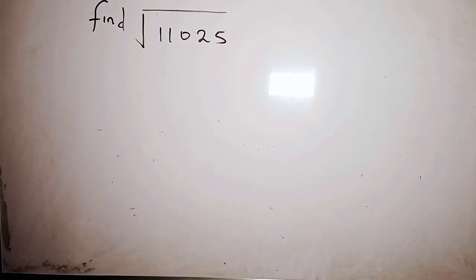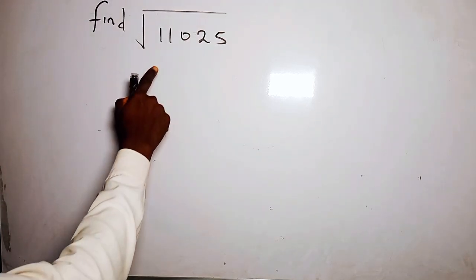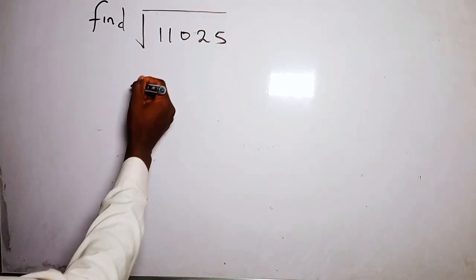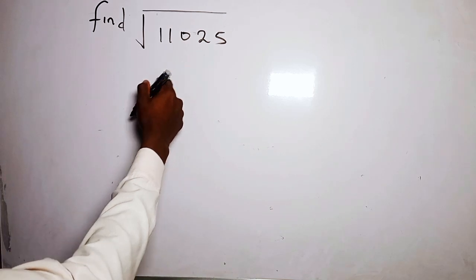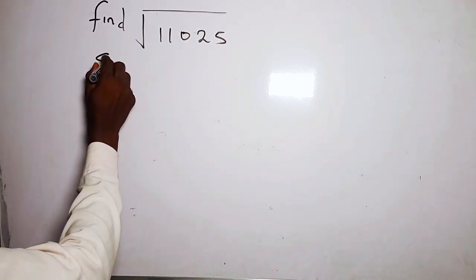The question says find the square root of 11,025. Okay, this is a whole number, in thousands. So how do we find the square root of this number? So, solution.